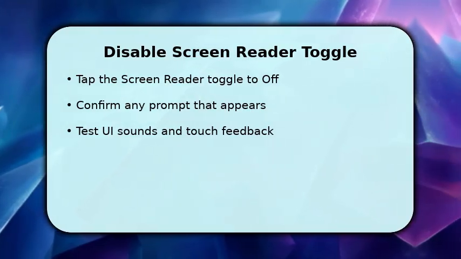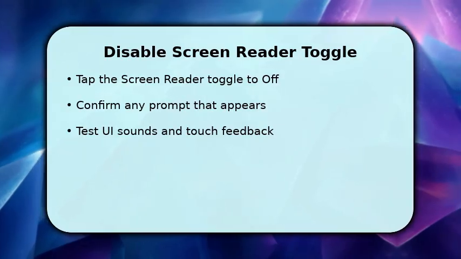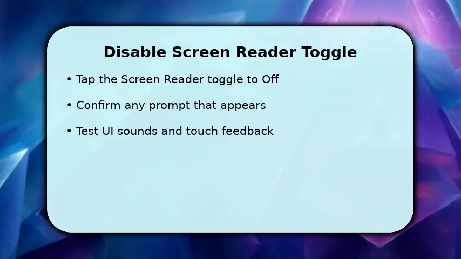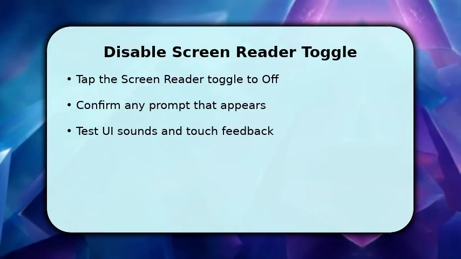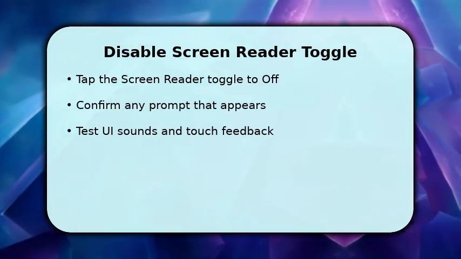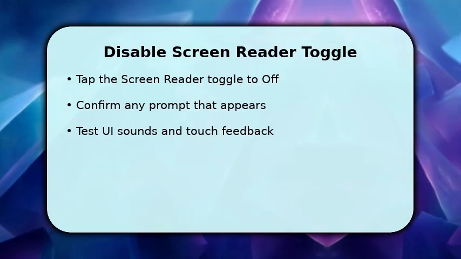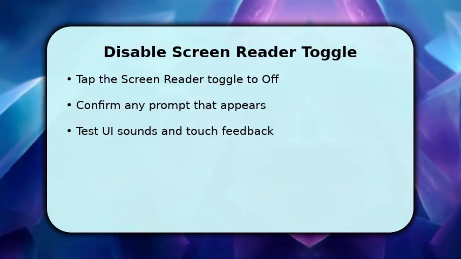Once done, navigate a few menus to test whether text stays silent. Use a quick button press or open inventory to verify. If UI sounds still play, note them. Those are audio feedback, not the reader. This step ends the core change.